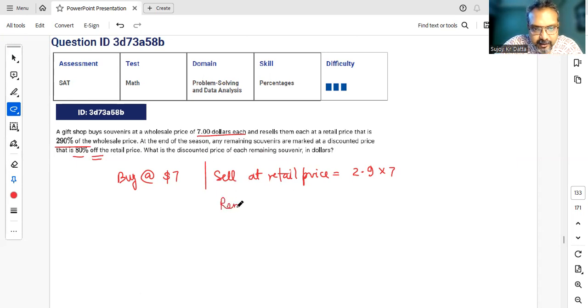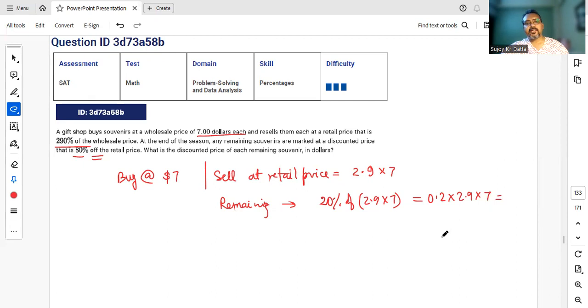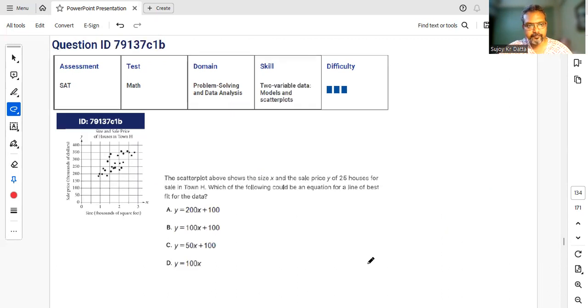So that means the remaining souvenirs are sold at 80% discounted. So that means remaining is 20%. 20% of 2.9 times 7. So that's 0.2 times 2.9 times 7. So the discounted price for each of these is basically just compute the result. So 0.2 times 2.9 times 7. That comes to 4.06. All right, let's go to the next one.